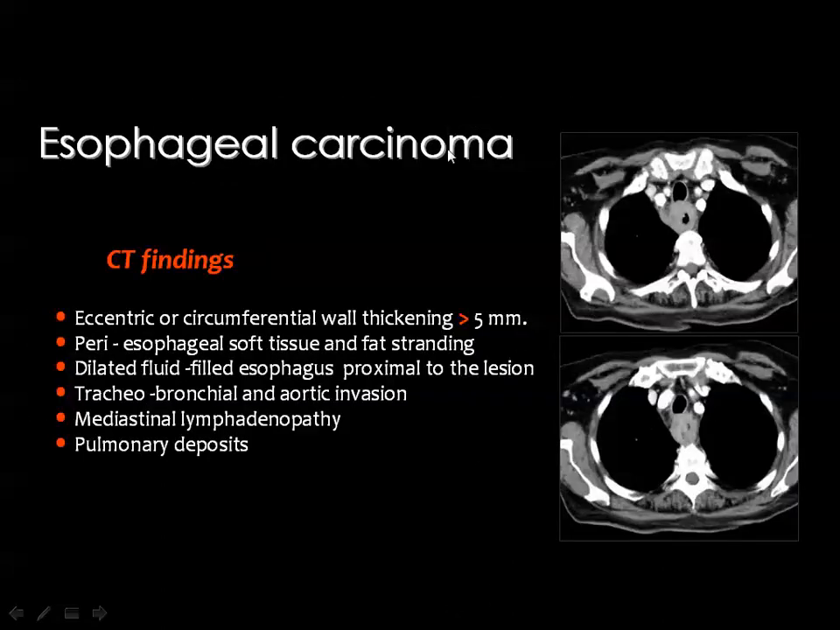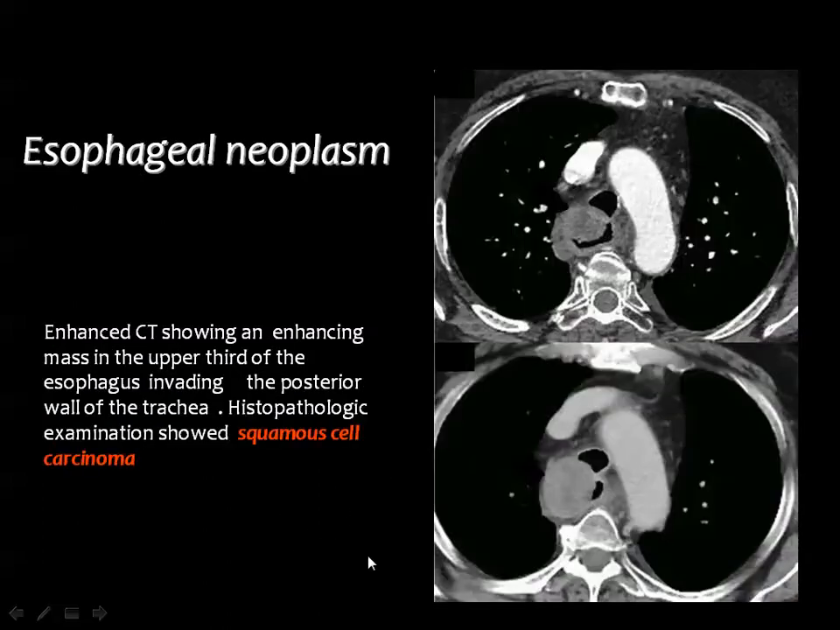By CT, esophageal carcinoma will show a lesion which is circumferentially involving the esophageal wall. The esophageal lumen may be at the center of the mass or may be eccentric, but it is not at the periphery of the mass like in the cases of leiomyoma, for example. Then CT can also show the invasion of the surrounding structures, can assess the extension to the adjacent mediastinum, can see mediastinal lymphadenopathy, and of course pulmonary metastatic deposits.